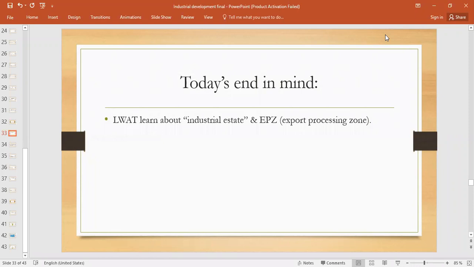Assalamu alaikum, dear students. Today our end in mind is that we'll learn about industrial estates and EPZ, that is called Export Processing Zone, in the chapter Industrial Development. Now let's proceed.